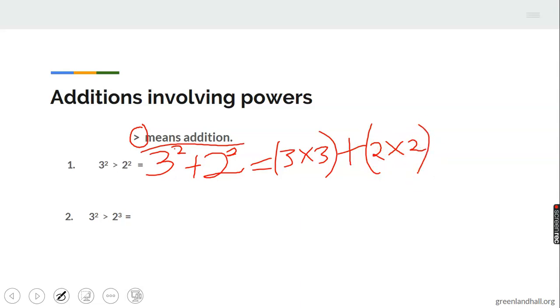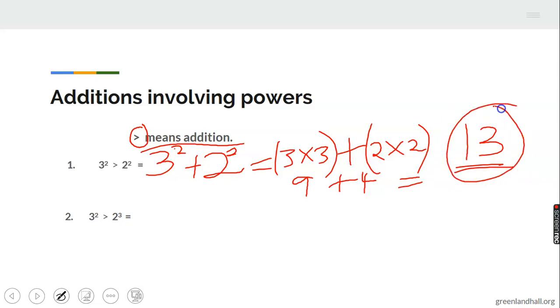Tell me, 3 times 3 is what? 9. Plus 2 times 2 is what? 4. You see that? So tell me 9 plus 4 is what? That's 13. So our answer for this number 1 is 13. Can you see that? So 3 raised to power 2 plus 2 raised to power 2 is 13.